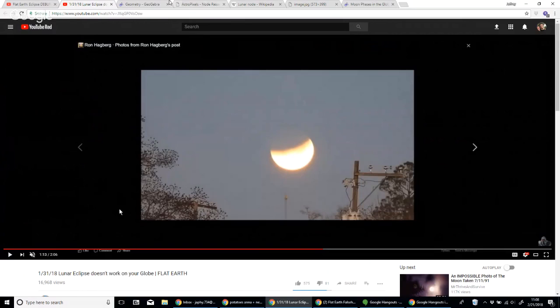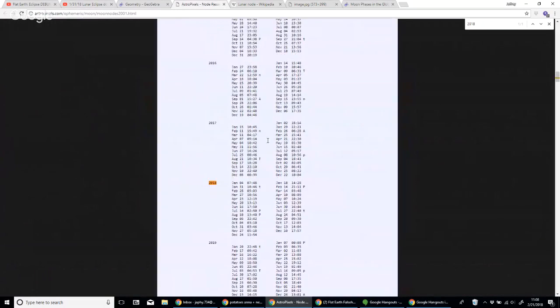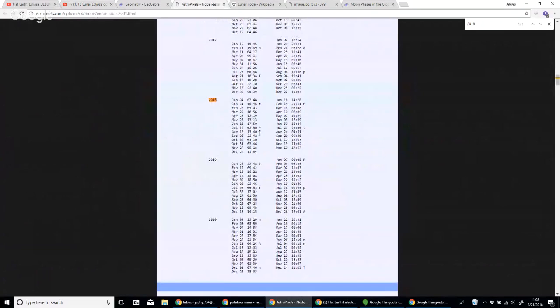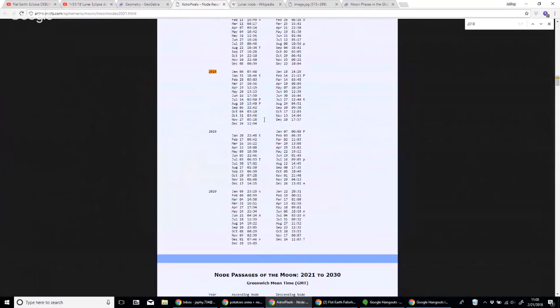There will be an eclipse in the future. Let me find the next total lunar eclipse. Okay, July 27th, there will be a total lunar eclipse, and the moon will be going through its descending node. What that means is that people in the northern hemisphere will see the shadow start from the bottom up. And people in the southern hemisphere will see the shadow from the top down.